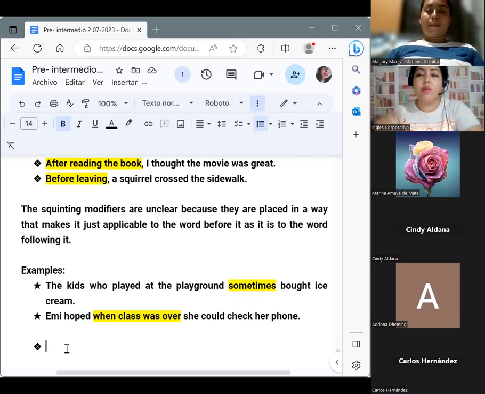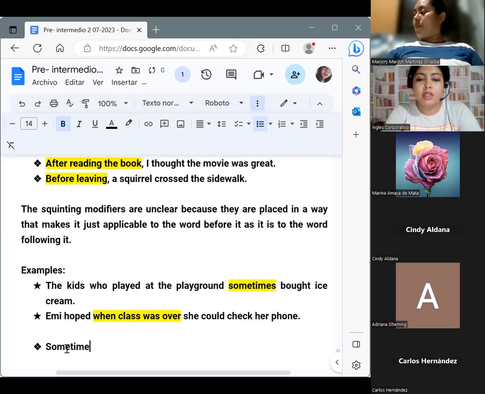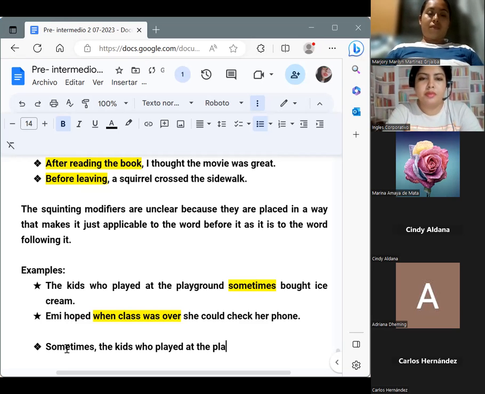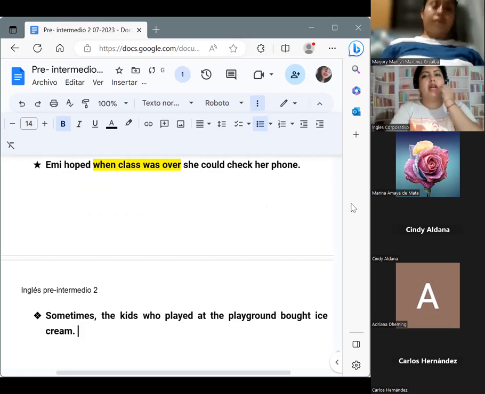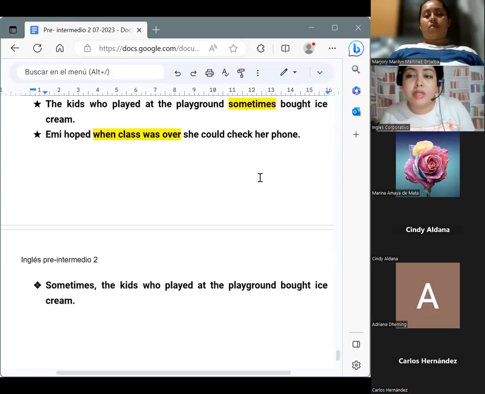Entonces, vamos a escribir como primera palabra sometimes. We add a comma, the kids who play at the playground bought ice cream. This one is together. Ok, aquí está ya la diferencia. Entonces el sometimes es el único que se va a mover y se va a mover al inicio de la oración. Sometimes the kids who play at the playground bought ice cream.